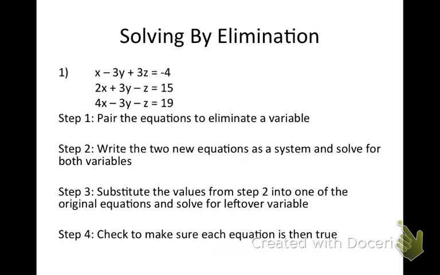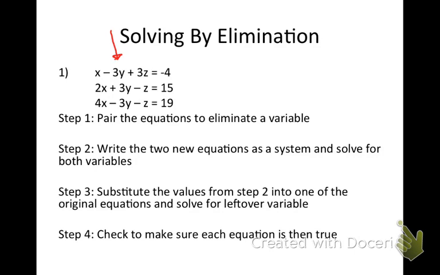Okay, so here's number one. I have x minus 3y plus 3z equals -4. 2x plus 3y minus z equals 15. 4x minus 3y minus z equals 19. Okay, step one, I want to pair the equations to eliminate a variable. If I look through it here, which variable looks like the best to eliminate? I would look to eliminate the y's. Does everybody agree with that? Does everybody see how my y's are set up pretty well to eliminate?